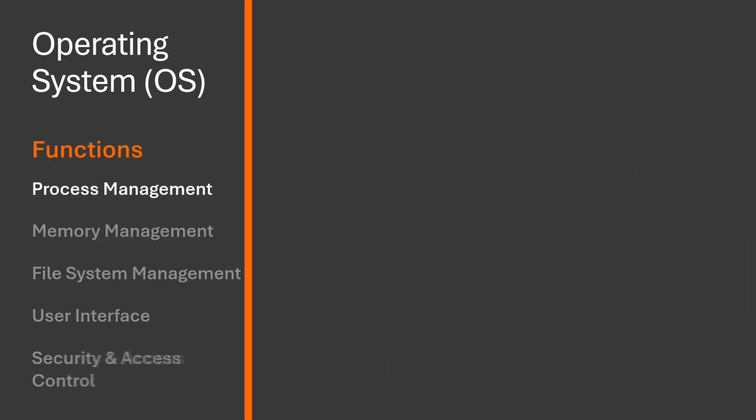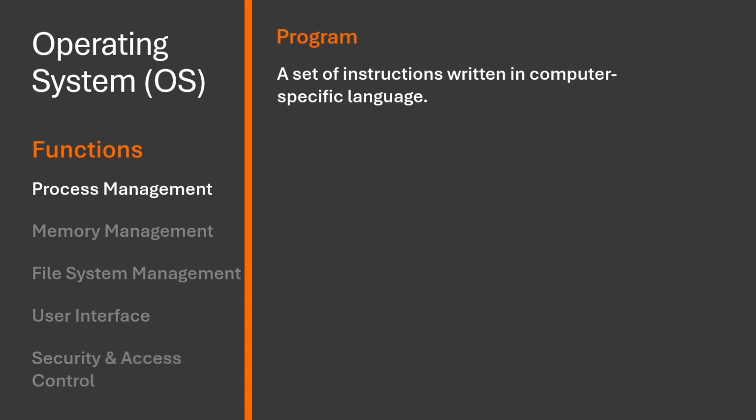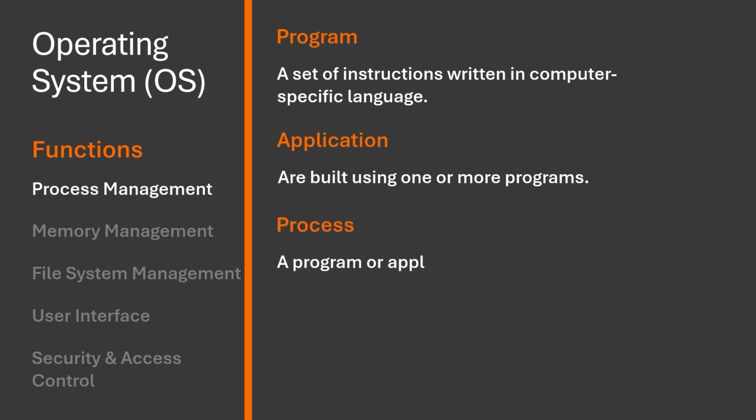We will start with process management. A program is a set of instructions written in computer-specific language, for example, a Python script. Applications are built using one or more programs. They are designed for end users to perform specific tasks or functions, for example, Microsoft Word. A program or application becomes a process when it's executed.